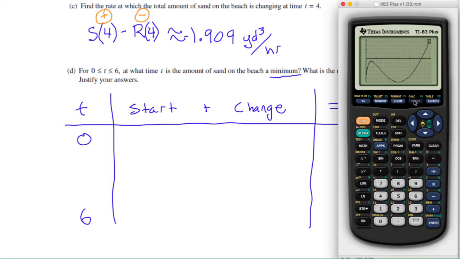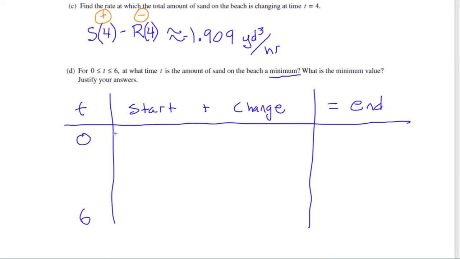So I'm going to do second trace, and I'm going to come down here to the zero, so 2. And I'm just going to hit left boundary 0, right boundary 6. I think 6 is fine. And I'm just going to guess 5. It should give me that value right here, which is 5.118. So 5.118 is our CV.